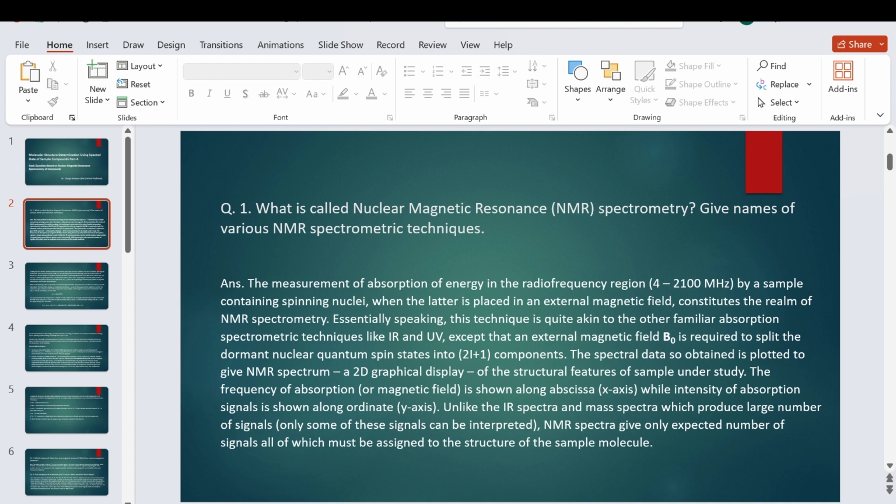The frequency of absorption or magnetic field is shown along the abscissa, x-axis, while intensity of absorption signals is shown along the ordinate, y-axis. Unlike the IR spectra and mass spectra, which produce a very large number of signals, NMR spectra produce only the expected number of signals, and the signals contain the structural features of the molecule.